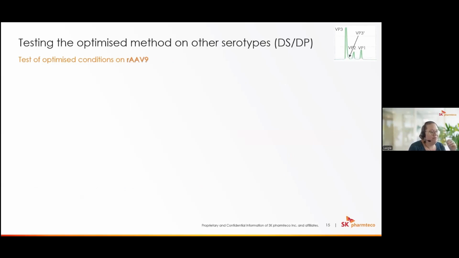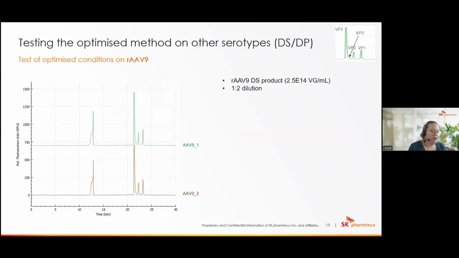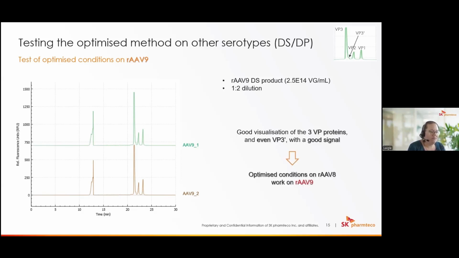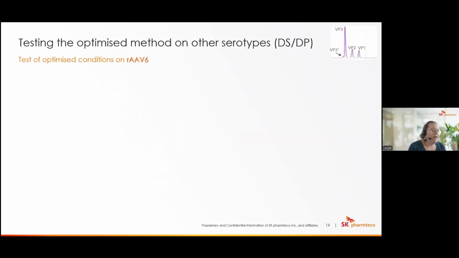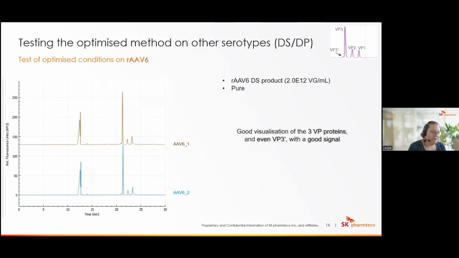The exact same method was then performed on an rAAV9 DS product. Here, we still had a very good visualization of all VP proteins, with a slight profile change, as expected and known from orthogonal methods such as SDS-PAGE. Therefore, the optimized condition on rAAV8 also works on rAAV9. This optimized method was also tested on rAAV6 DS samples, and once again the same results were obtained: the optimized condition on rAAV8 works on rAAV6 too.